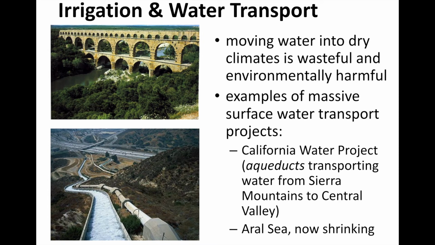We also do a fair amount of transportation of water. If you think about Western Civ, I'm sure you guys learned about Roman aqueduct systems. And so we've been transporting water for a very long time. Right now we have a massive transport of water across California with the California Water Project and the aqueducts, which essentially takes water from the Sierra Nevada mountains, brings it to the Central Valley, and in some cases brings it all the way to Southern California.